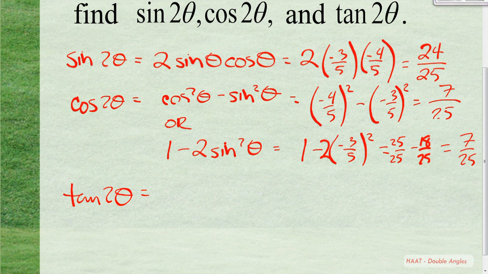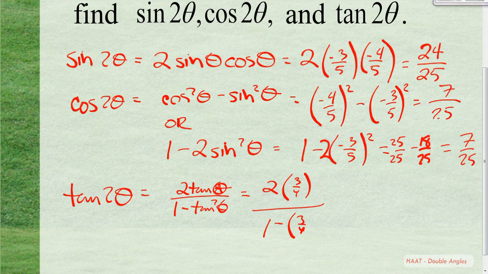Tangent of 2 theta. Now, since sine of 2 theta is positive and cosine of 2 theta is positive, tangent should also be positive. So it's a way that you can double check your work as you go. So we've got 2 tangent theta over 1 minus tangent squared theta. So I've got 2 times tangent, which was 3/4, over 1 minus 3/4 squared. So that's going to be 6/4 over 1 minus 9/16, which is 7/16. So that's 6/4 times 16/7. When you simplify that, you get 24 over 7.